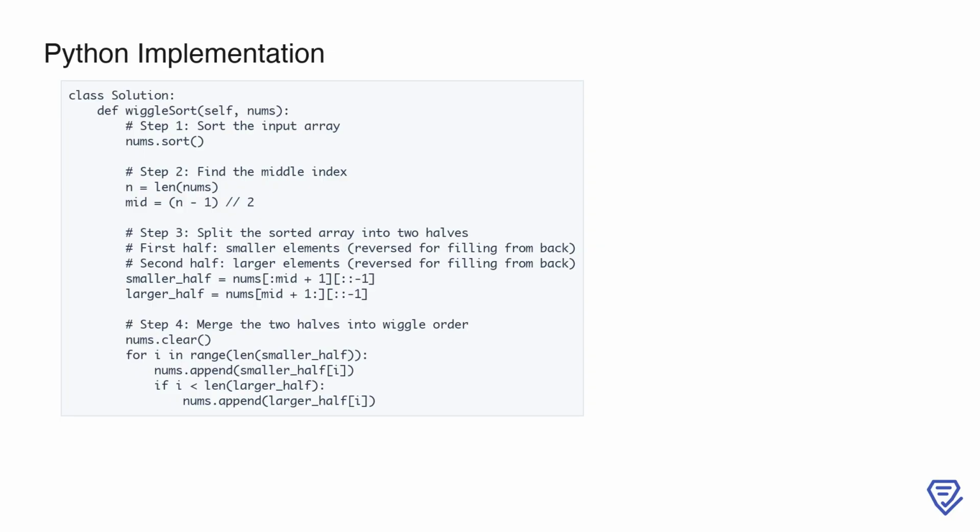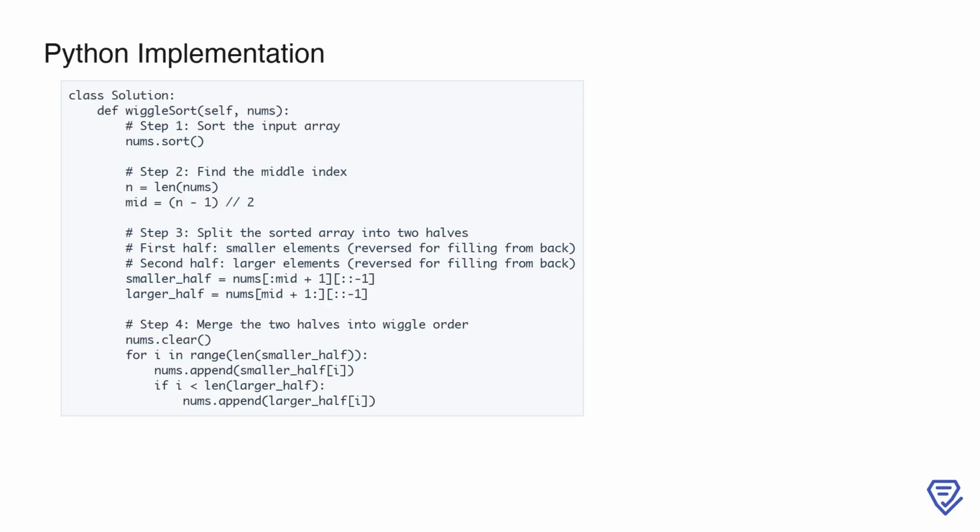The middle index of the array is computed using (n - 1) // 2. This ensures that the first half will have one extra element when the array length is odd. 3. Splitting the array. The sorted array is divided into two parts. The first half, smaller elements, ranges from the start of the array to the middle index, and is reversed to fill the output array from the back.